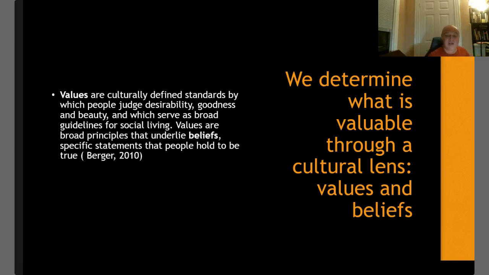We determine what is valuable through a cultural lens. Two of the elements of culture that we talk about in our definition of culture are values and beliefs. Values are culturally defined standards by which people judge desirability, goodness, beauty, justice, and they serve as broad guidelines for social living, while beliefs are specific statements that people hold to be true. For example, we think of robbery as probably a bad thing. Right? That's a belief. That's an American belief. Don't steal from your neighbor. Right?